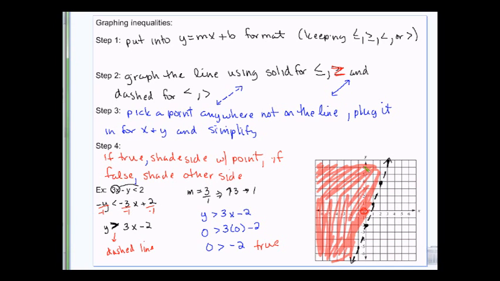And you don't have to be pretty, just some sort of shading. I don't grade for perfect shades. Okay, if it was false, if this had been a less than, and so it said 0 was less than negative 2, I would have shaded the other side. So if it's true, you shade the same side. If it's false, you shade the other side.